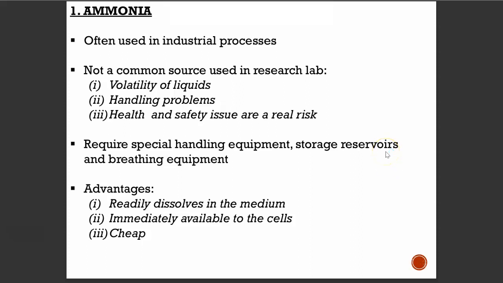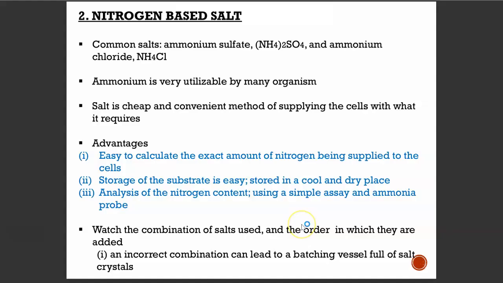So what are the types of nitrogen that you can use? You can use ammonia, but it is not a common source used in research labs because it is highly volatile. It has handling problems and health issues, so it requires special handling, storage, and breathing equipment. The advantages: it's readily dissolved in medium, immediately available to the cell, and it's cheap.